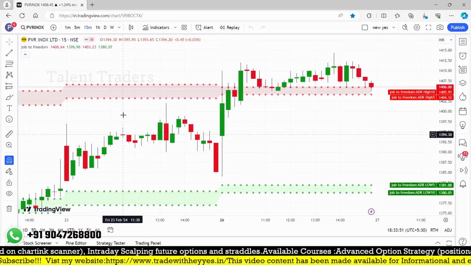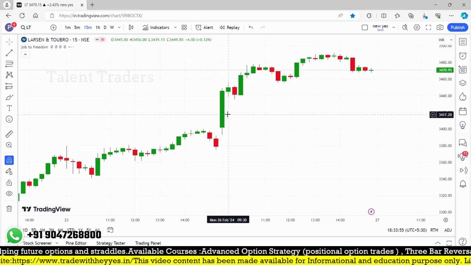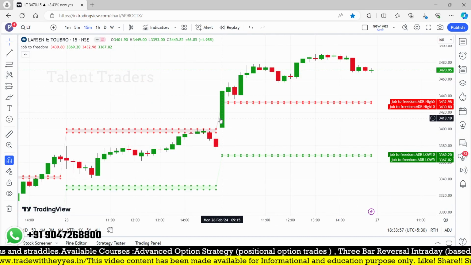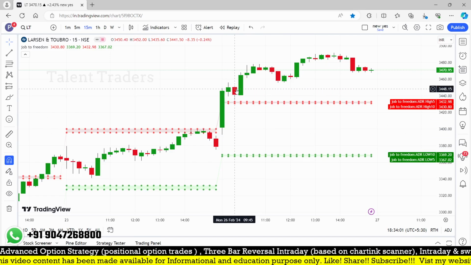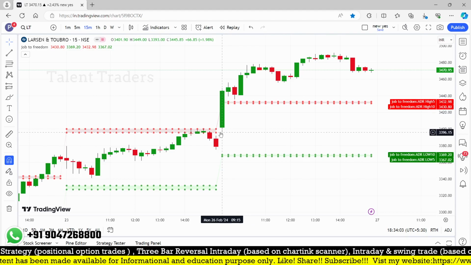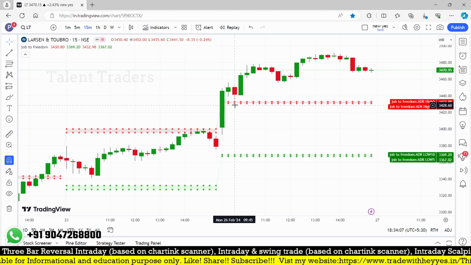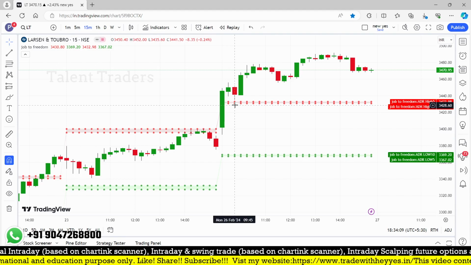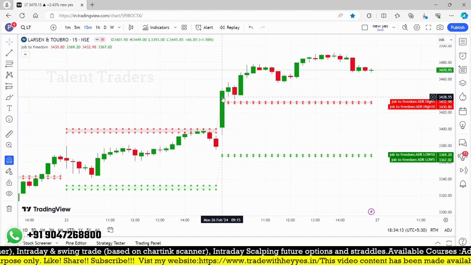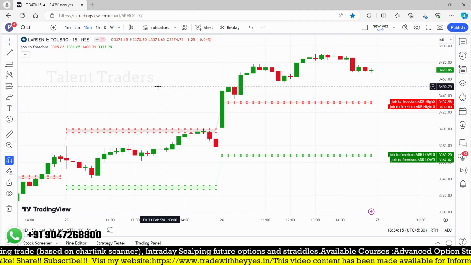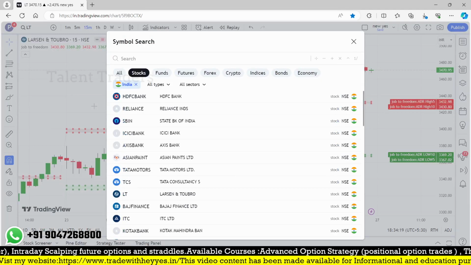So let me check LNT. What is happening? The percentage change is almost 2% in the first candle. After the breakout, it works well, but our risk is more than 2% if you keep the stop below the candle low, or below the ADR low, which would be very small otherwise. So to avoid such a big gap up or gap down candle, we are using the second candle. LNT is the first one, then Indus Towers and Shriram Finance. Let me check.